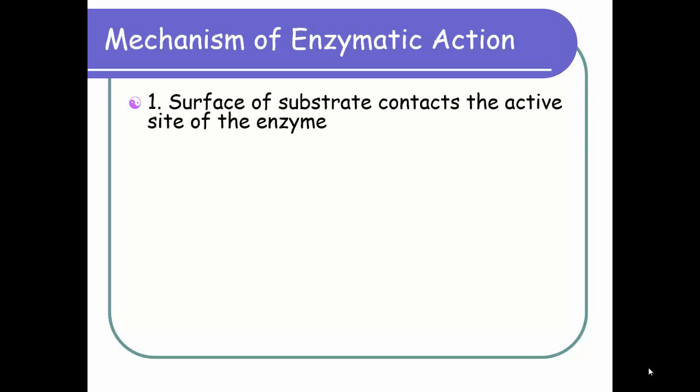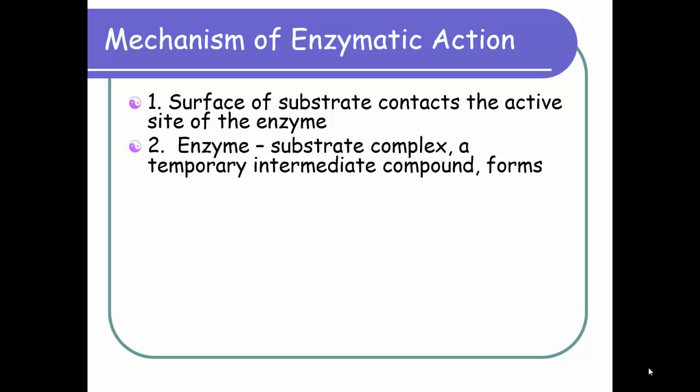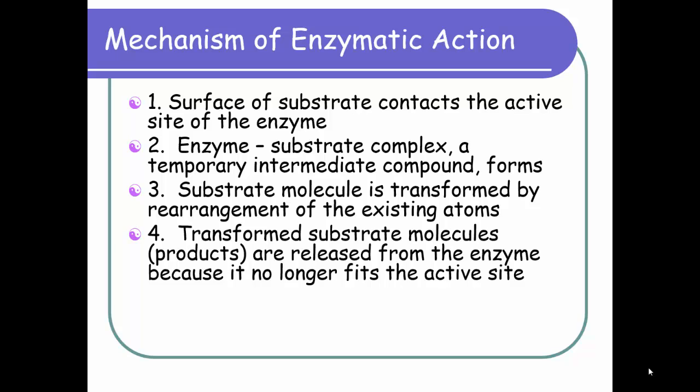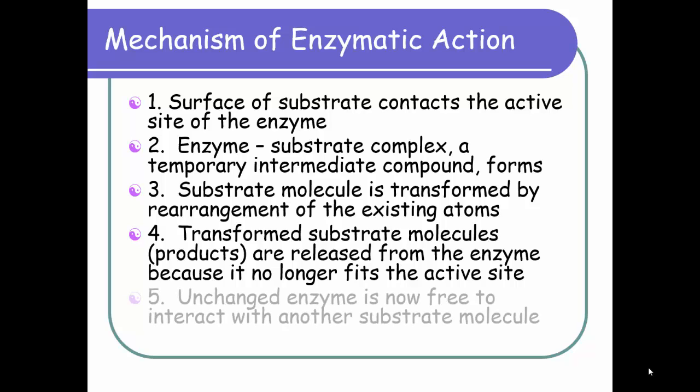So the mechanism of enzymatic reaction is this. The surface of the substrate contacts the active site of the holoenzyme. An enzyme-substrate complex is formed. This is a temporary intermediate compound. The substrate molecule is strained in such a way that it is transformed by the rearrangement of the existing atoms within the bonds, and the transformed substrate molecules, the products, are released from the enzyme's active site because they no longer fit the active site. It has changed shape. The unchanged enzyme is now free to interact with another substrate molecule.